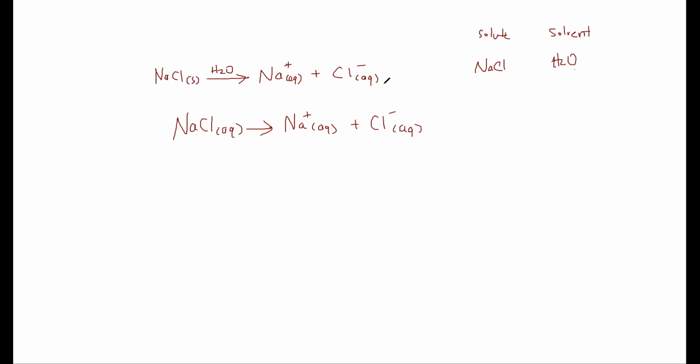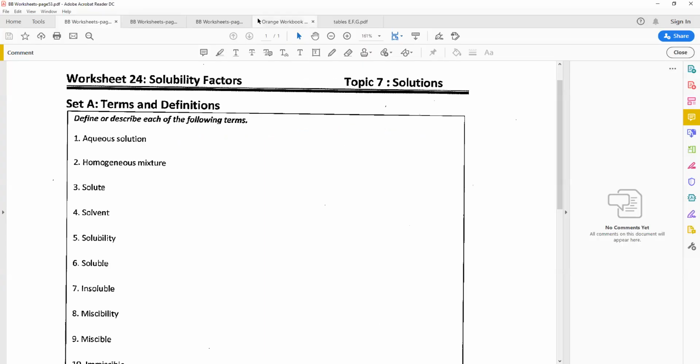We're going to do more examples on page 53 of the blue workbook. The next thing that we have to talk about is factors of solubility. We're going to talk about what affects solubility. What is solubility? Well, think about the word. Solubility means if something dissolves, if something is soluble in water. There are different factors, and we can see those in our orange workbook.